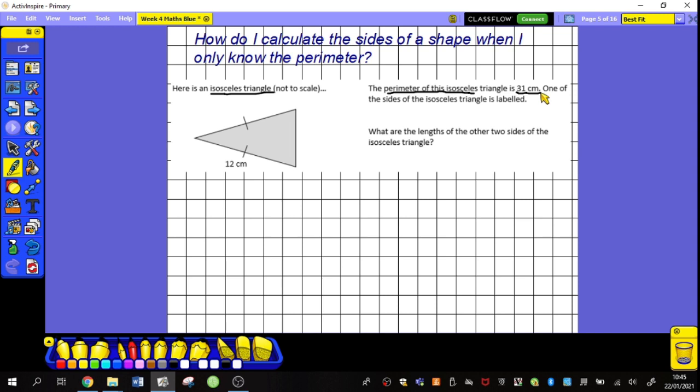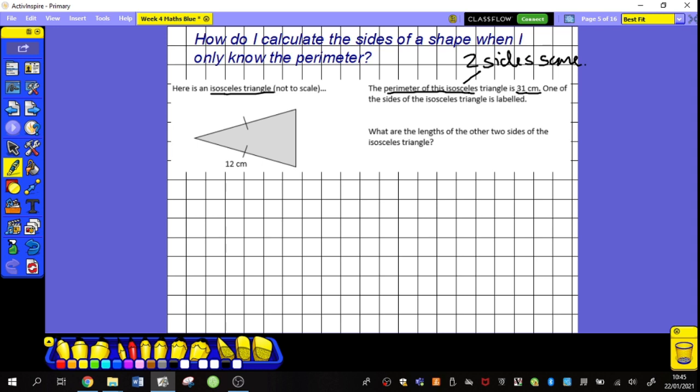So you'll notice that on today's sheet there is a bit of a help sheet that goes through the properties of all of the triangles. And I know that an isosceles triangle has two sides the same length. What are the lengths of the other two sides of the triangle?